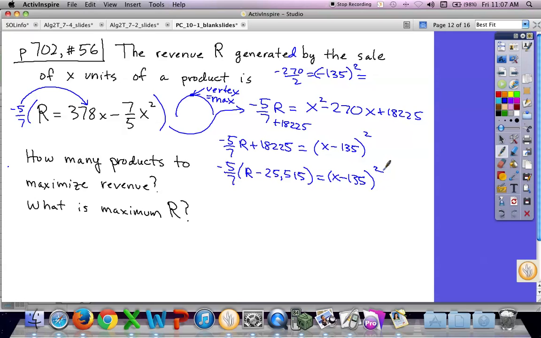So what is the vertex of that parabola? The h is in x minus h, 135, 25,515. So now we answer our question. How many products, x's, do we have to make to maximize the revenue? 135. How much revenue will we make? 25,515.